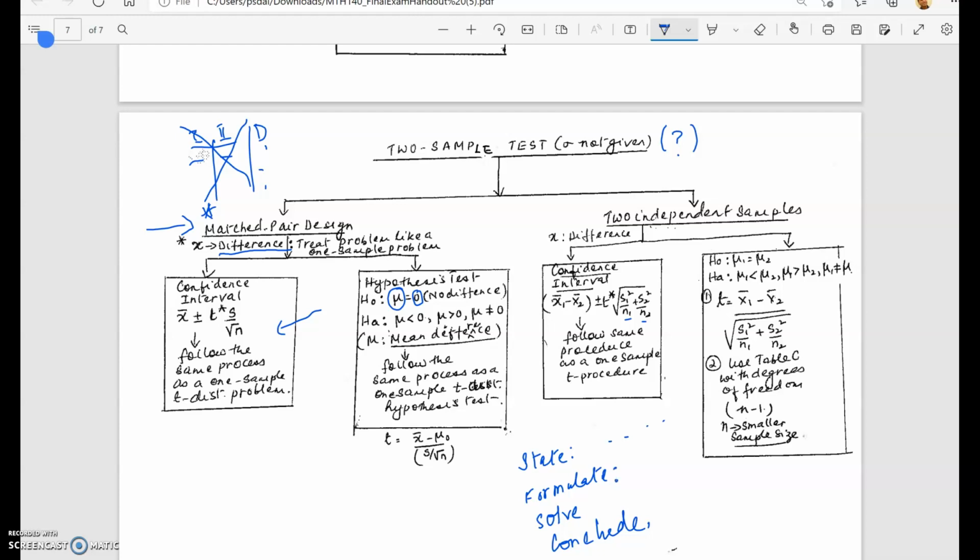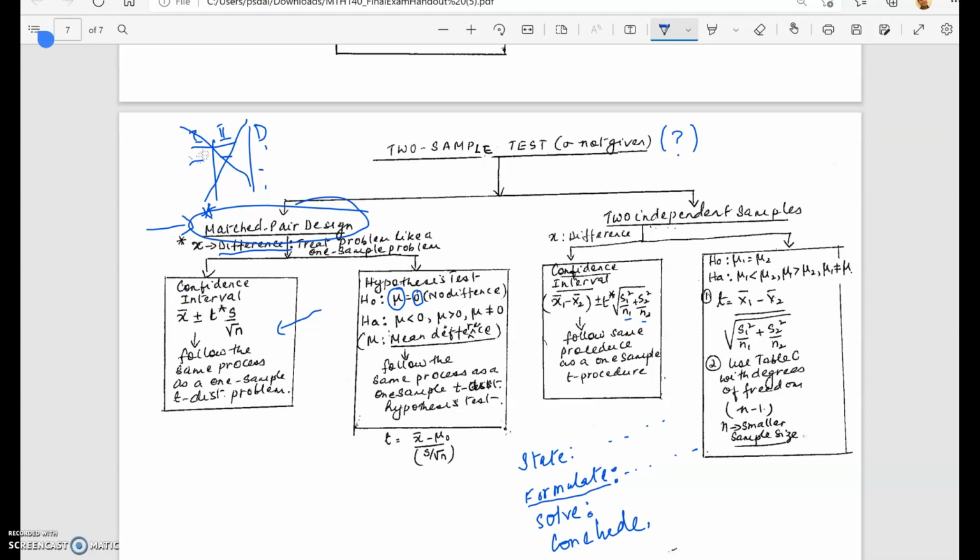Formulate is where you explain which procedure you are using and why. For example, you could say, since sigma is not given, we will use the single sample t procedure to construct a confidence interval or to do a hypothesis test. So you have to explain which process you're using and why. If it's a matched pair design, you say, since this is a matched pair design, we will take the difference and do a single sample t procedure either to construct a confidence interval or a hypothesis test.